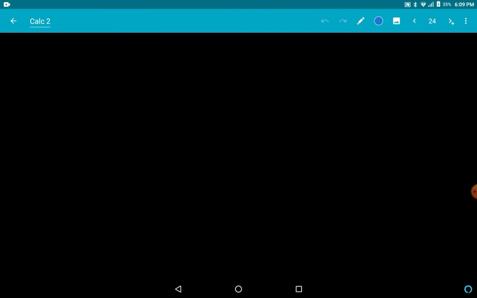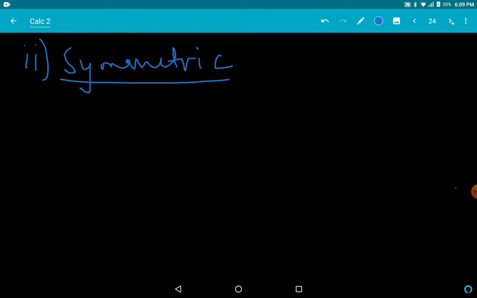Understand? So now let's check if it is symmetric or not. What is symmetric first? Tell me that if AB belongs to R, then BA also belongs to R.